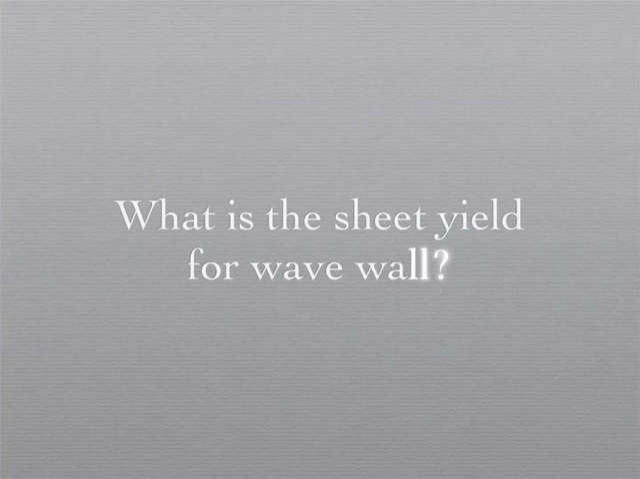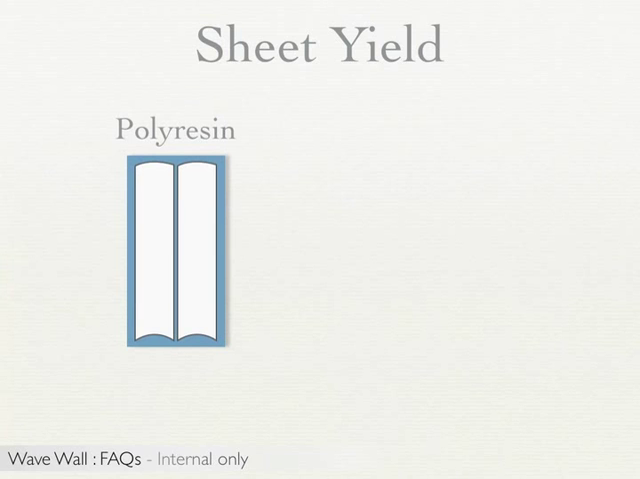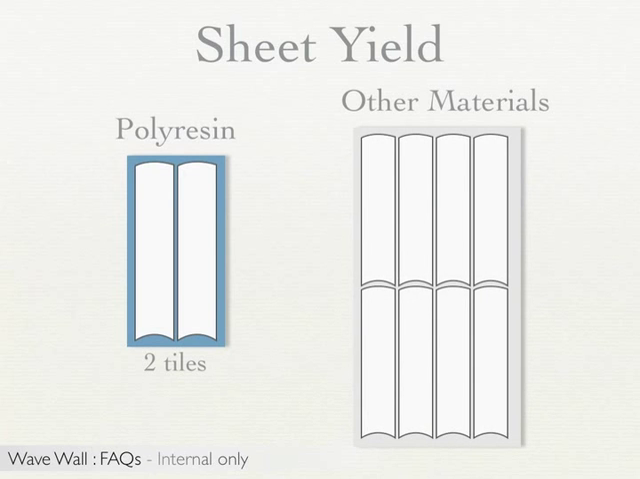What is the sheet yield for wave wall? The sheet yield varies based on the tile type, shape, and wall configuration. For polyresin, the sheet yield is generally 2 tiles per sheet. For all other materials, the sheet yield is at least 8 tiles per sheet.